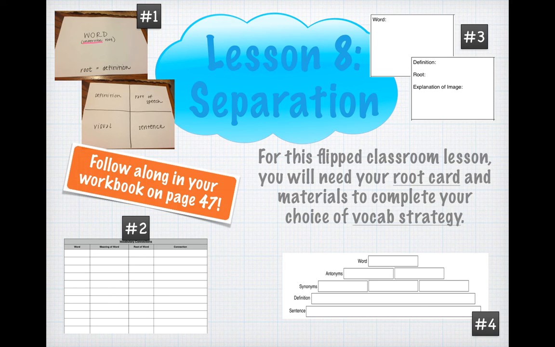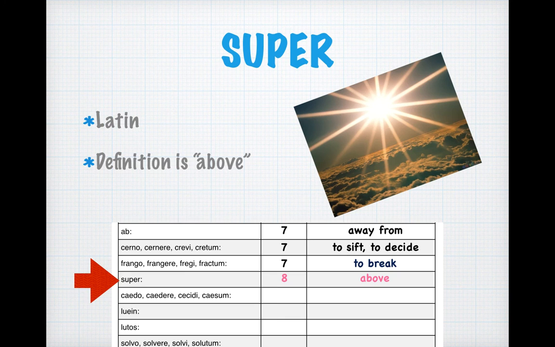Just as a reminder, this upcoming quiz is a big one. It's going to be over lessons 5, 6, 7, and 8, including all the roots from the beginning of the year. At this point, you should have your root card filled out all the way up until this next root, which is super. Super is a Latin root and it means above. So please add this root to your root card.